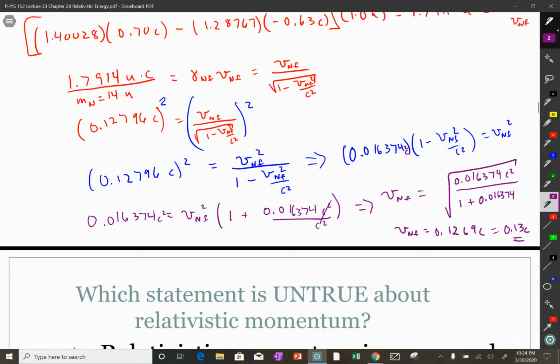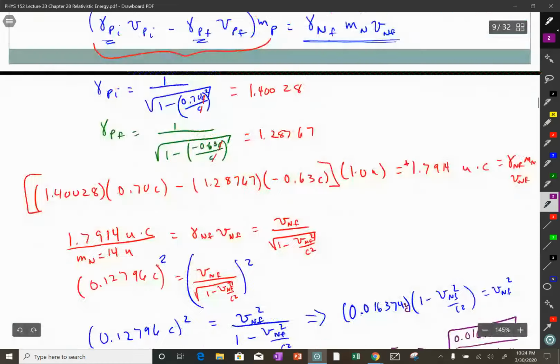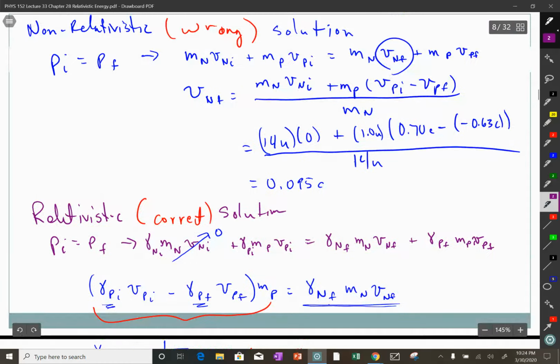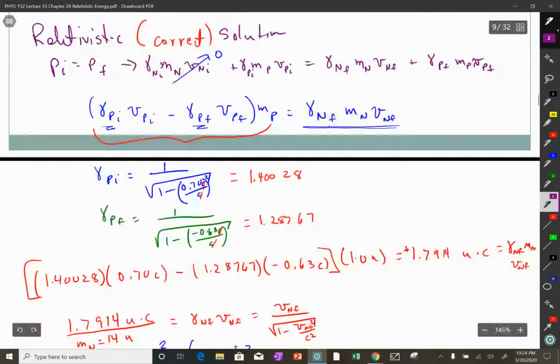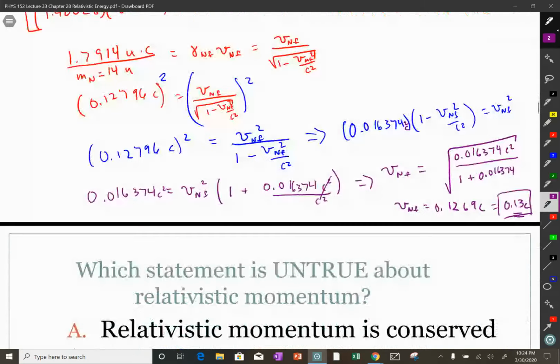So you notice that's the speed of the nitrogen when the proton bounces off. And if we compare that to the non-relativistic, it's faster. You get a different answer. You have to do it the right way.